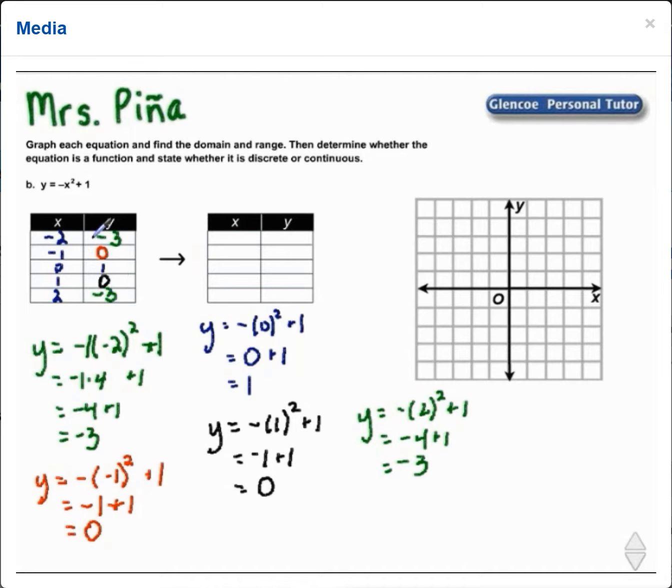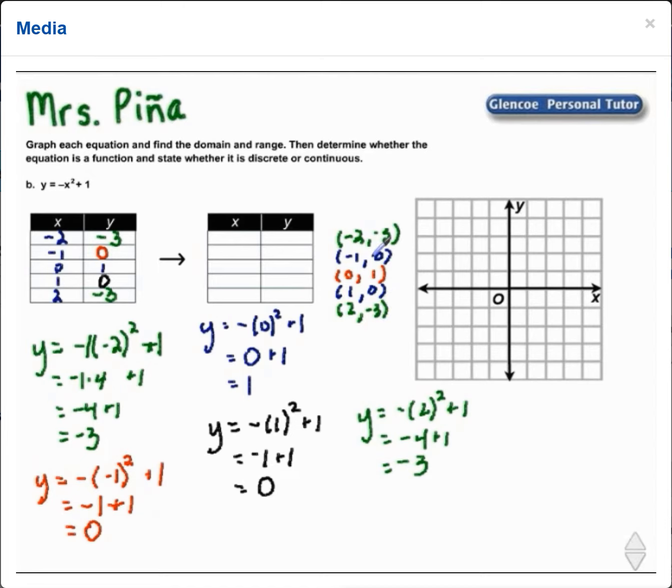So my points will be -2, -3. Those are my ordered pairs. -2, -3 is the first point that I'm going to plot. The second point, x value -1, y value 0. -1, 0 is my second point. Third point will be 0, 1. Fourth point will be x 1, y 0. The point will be 1, 0. And the last point that I'm going to plot will be +2, -3, or 2, -3.